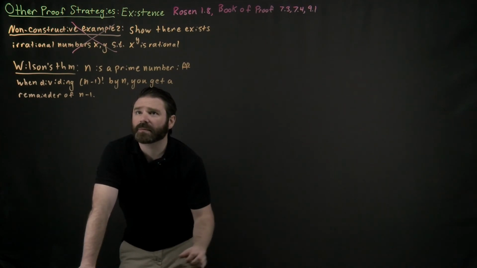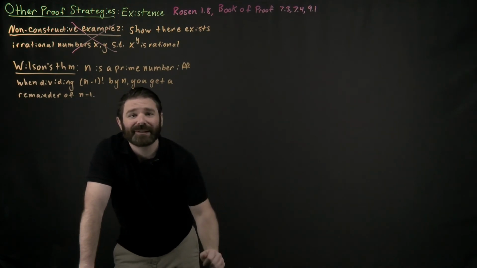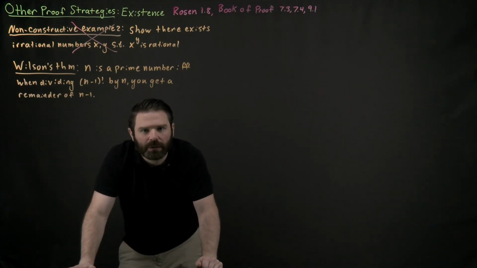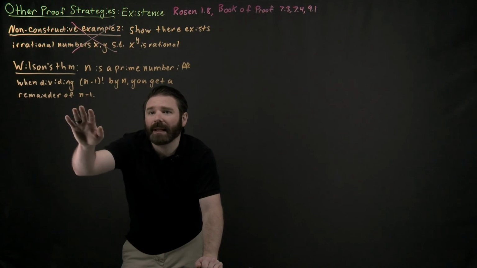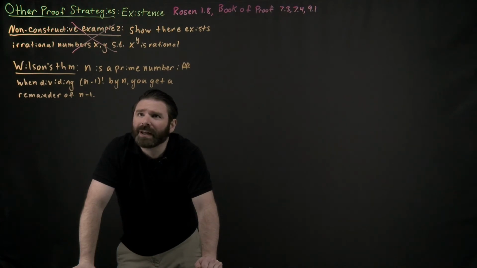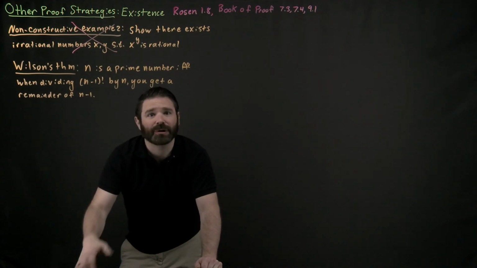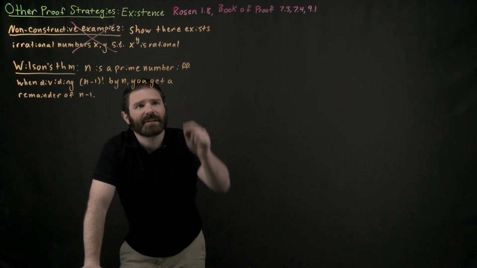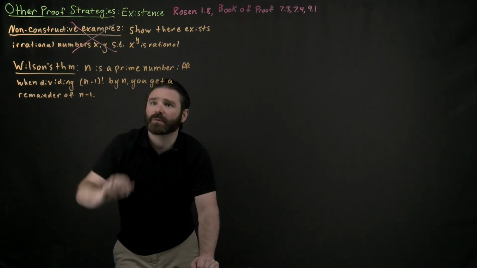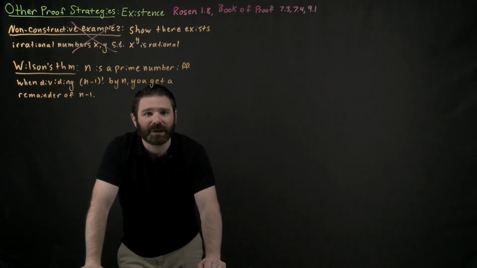So this is what Wilson's theorem says. n is a prime number if and only if, when dividing n minus 1 factorial by n, you get a remainder of n minus 1. The cool thing about this is that it is a primality checker and a composite, or non-prime, checker. Because it's an if and only if statement, if you take n minus 1 factorial, divide it by n, and get a remainder of n minus 1, you know for a fact that n is a prime number.